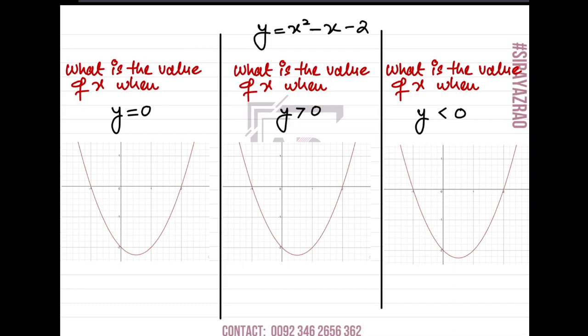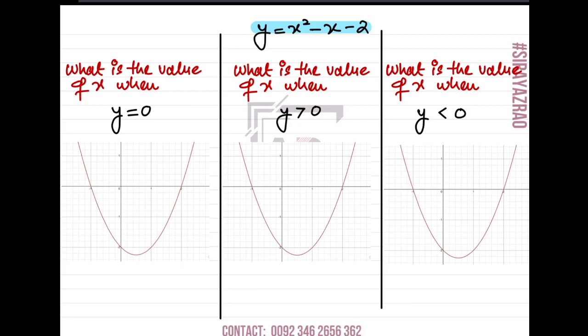See, the first example that I'm using here is y is equal to x square minus x minus 2. This is the quadratic equation here. So let's just build up a concept first, and then we are going to see how the question is asked in the exams and how it works.